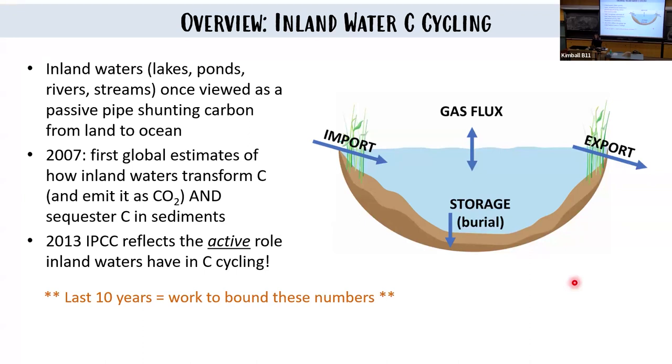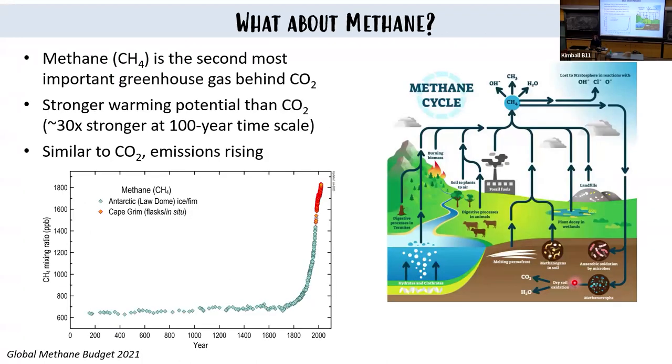And so up until now, I've kind of described to you what people are thinking about for carbon dioxide. But we also know that methane is a really powerful greenhouse gas, right? It's the second most important greenhouse gas behind CO2. It has a stronger warming potential than carbon dioxide. So every molecule of methane has a 30 times stronger potency of how much it can warm the planet compared to carbon dioxide on a 100-year time scale. 87 times stronger if you're just thinking about a 20-year time horizon. And similar to carbon dioxide, those emissions are rising. So you can see over the last 2,000 years, these emissions rising. We're now at 3 times greater methane concentrations in the atmosphere than where we were at the beginning of the Industrial Revolution. And the methane cycle is really important when we consider waters and wet places on the landscape.